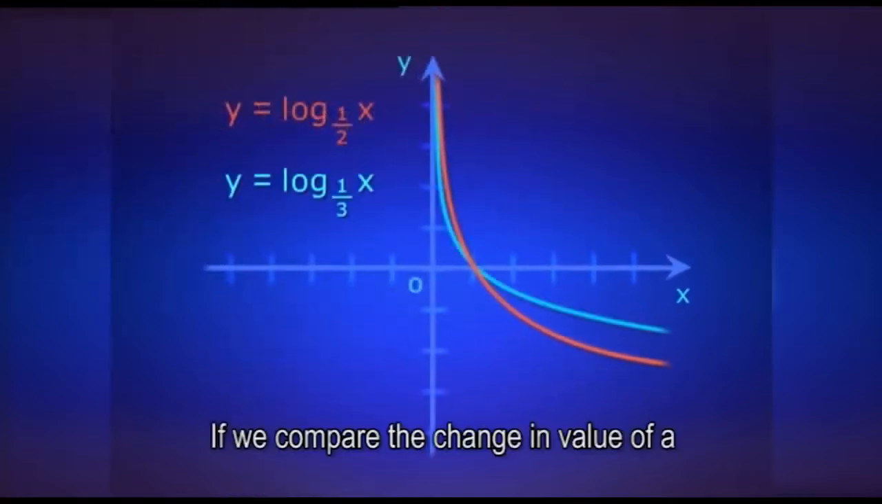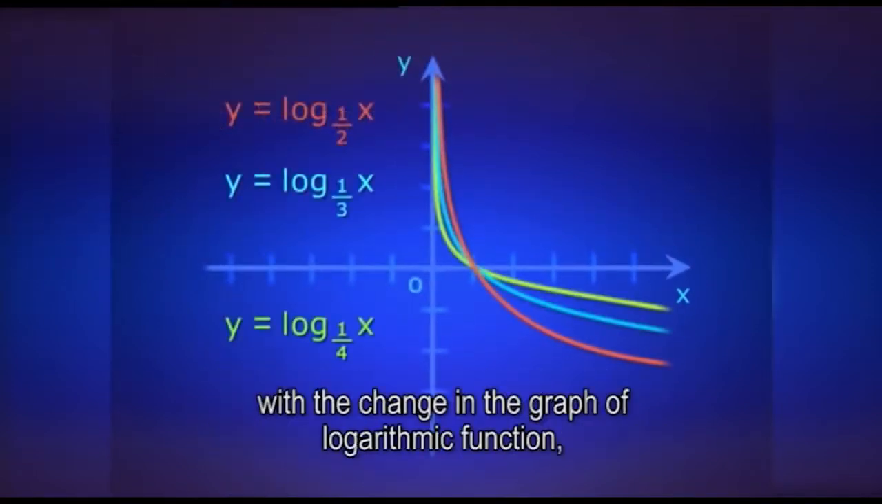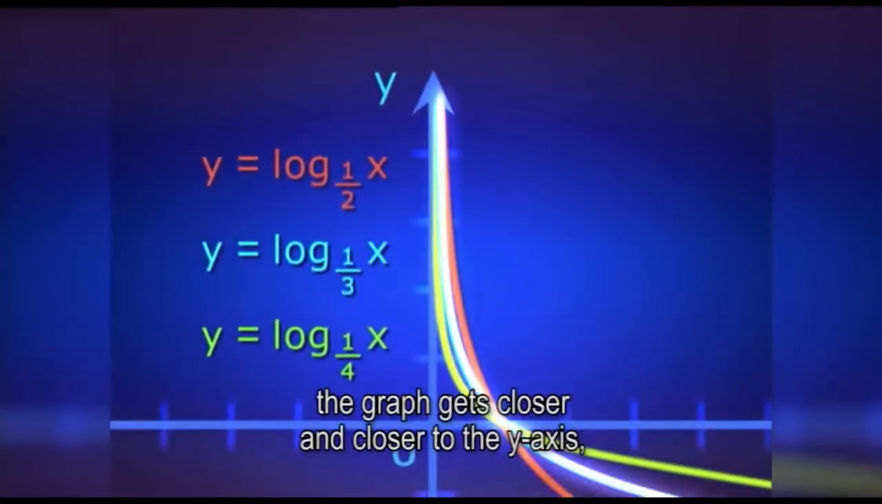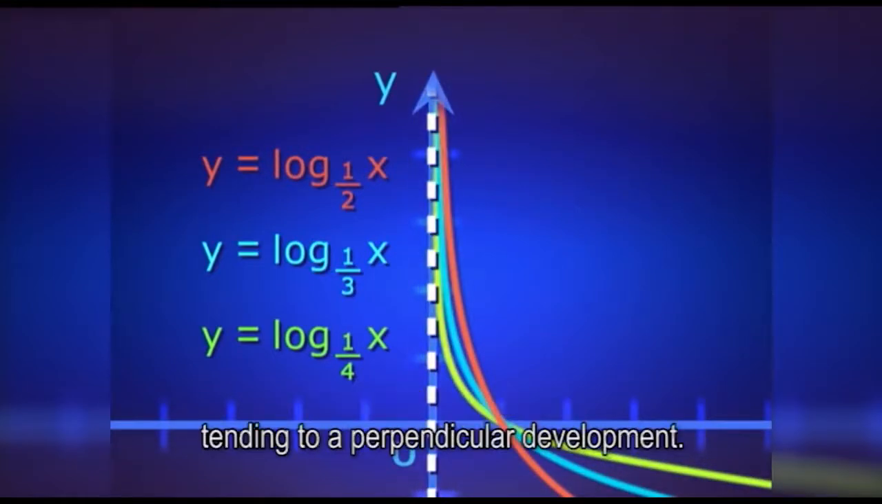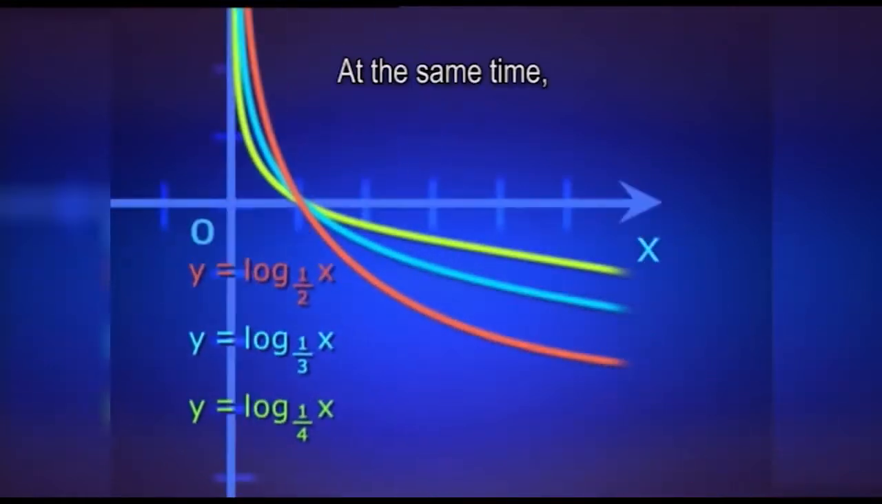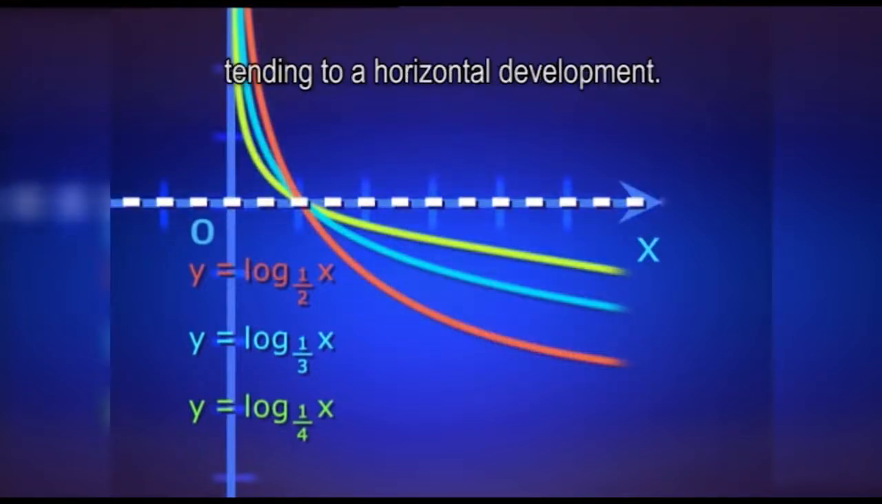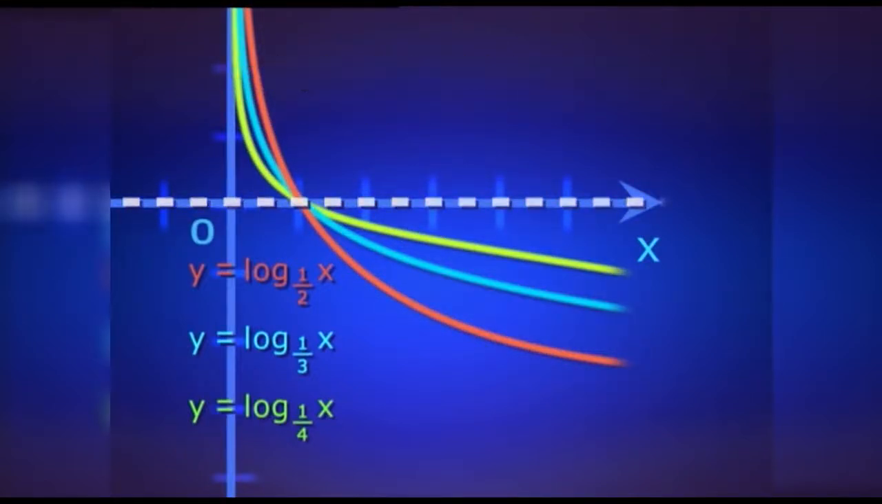If we compare the change in the value of a with the change in the graph of the logarithmic function, we can see that when the value of a decreases, the graphs get closer and closer to the y-axis, tending to a perpendicular development. At the same time, the graphs get closer and closer to the x-axis, tending to a horizontal development.